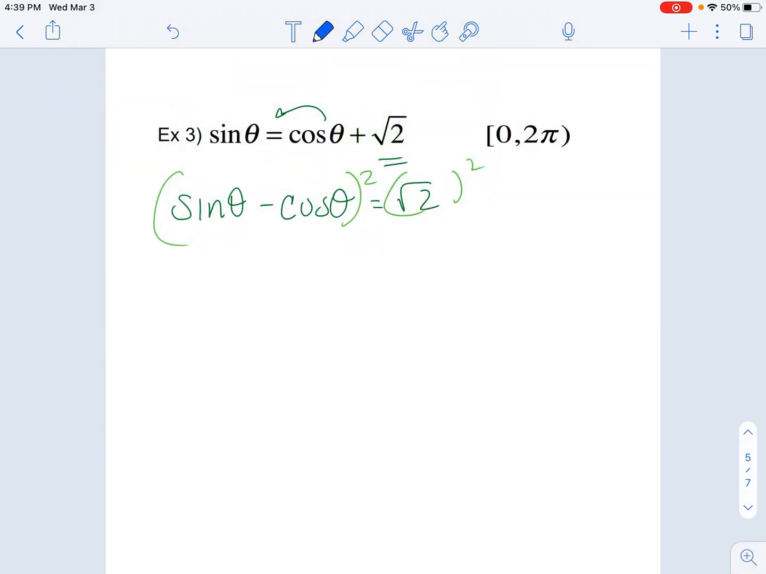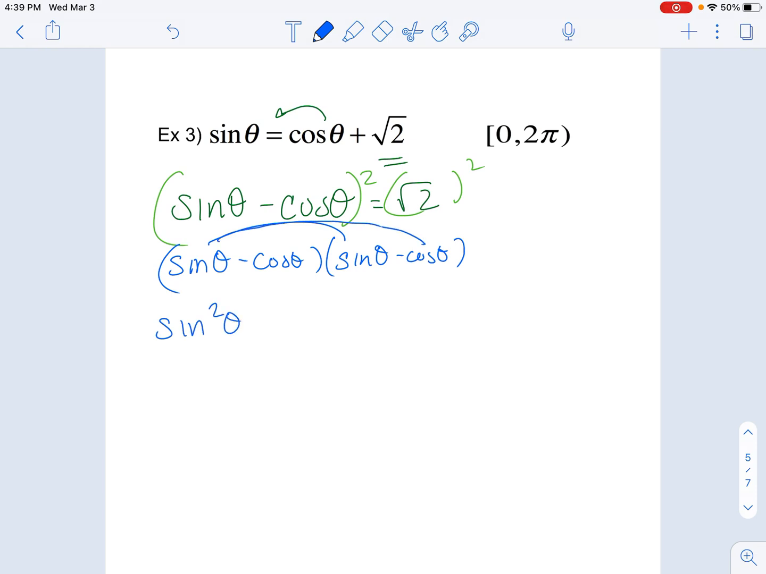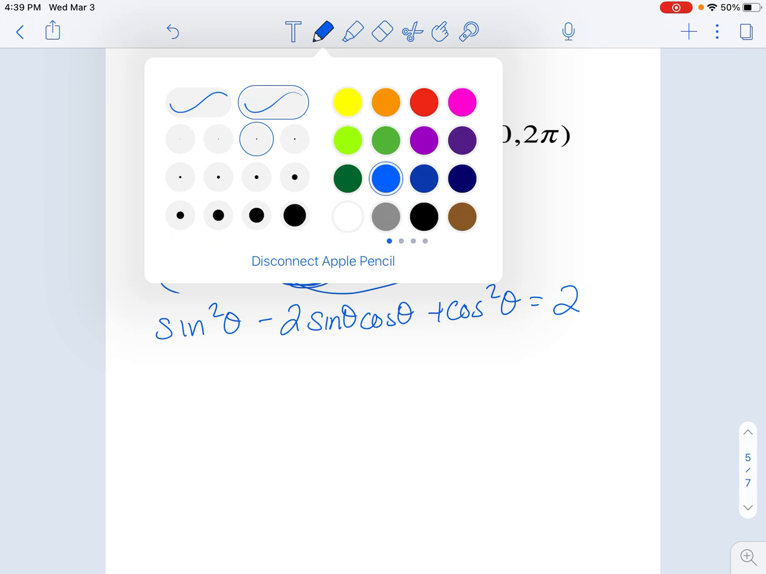Okay, so remember, when we square both sides, that means we've got to multiply sine minus cosine times sine minus cosine. So we're going to have to distribute that out. So that gives me a sine squared theta. On the outside, I get a negative sine cosine. On the inside, I get a negative sine cosine. So that really gives me negative 2 sine theta cosine theta. And at the end, I get a positive cosine squared. And then if I square root 2, that just gives me 2.